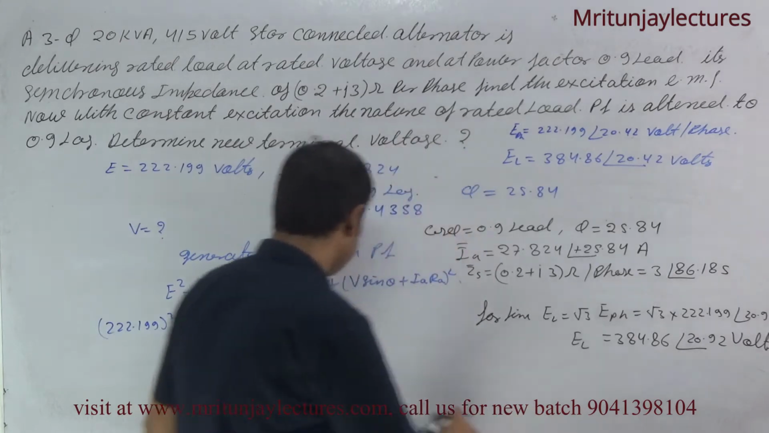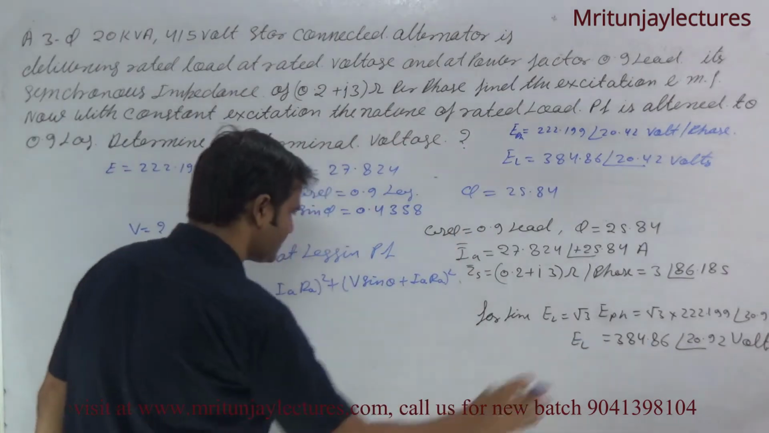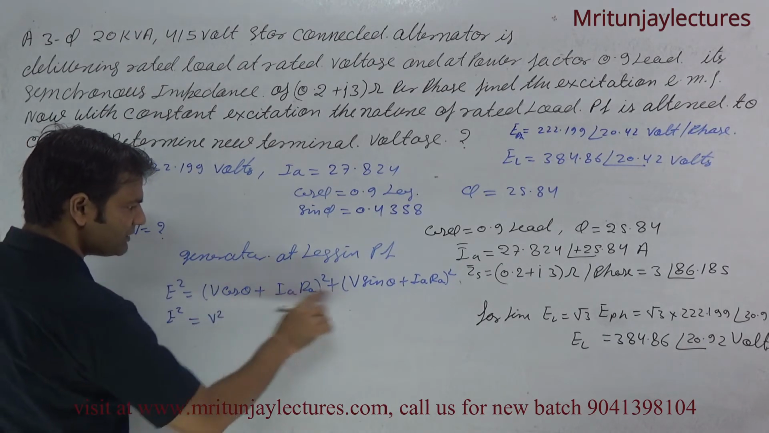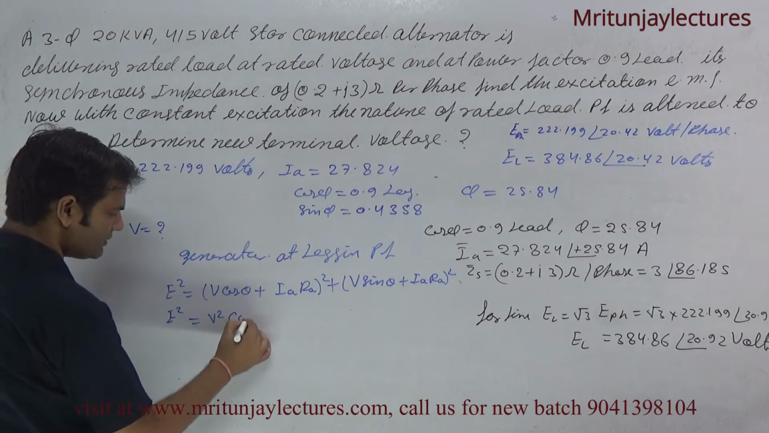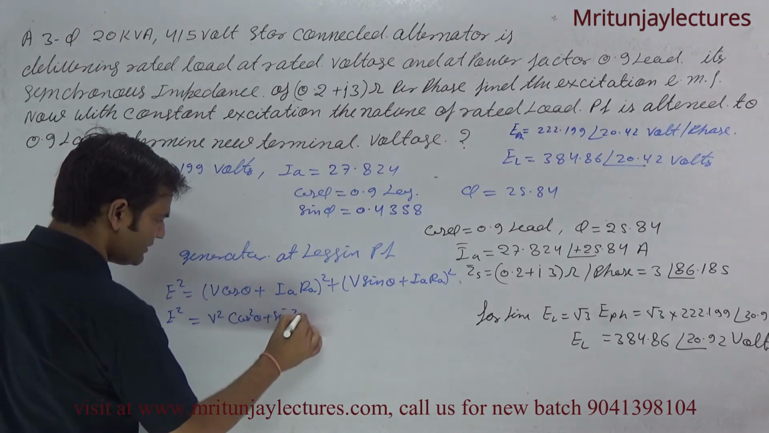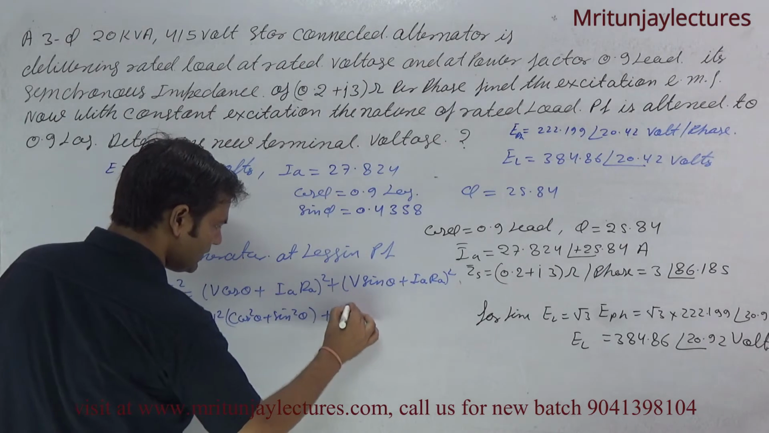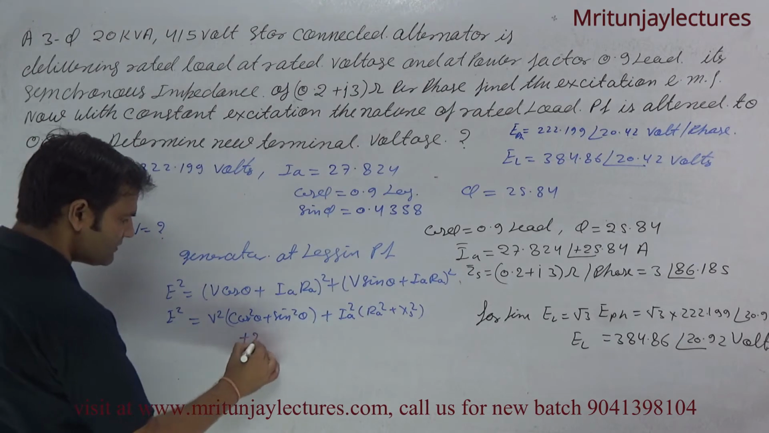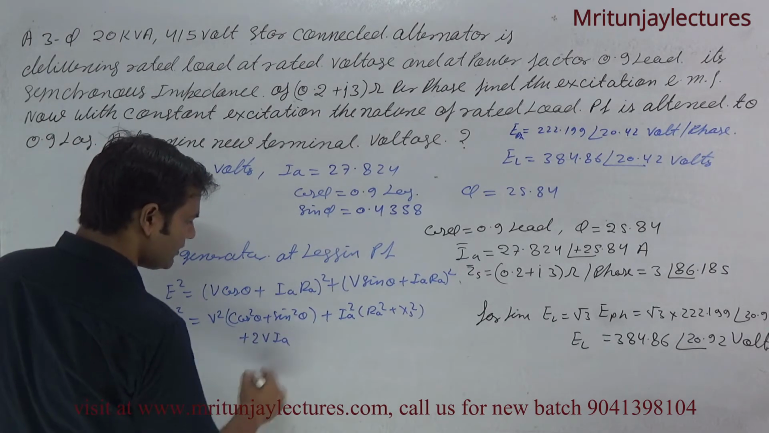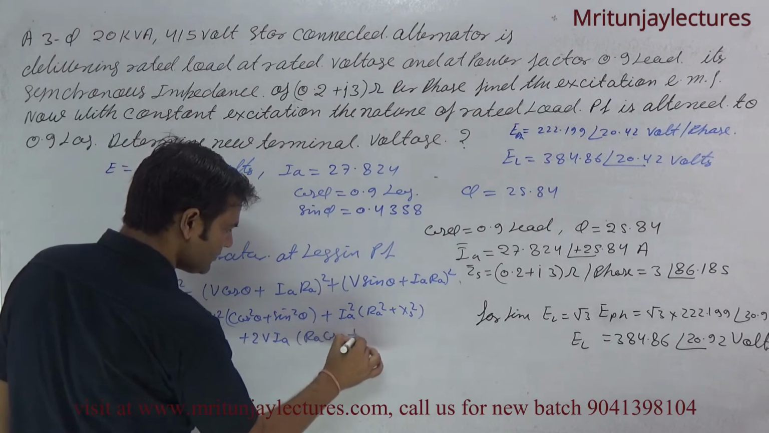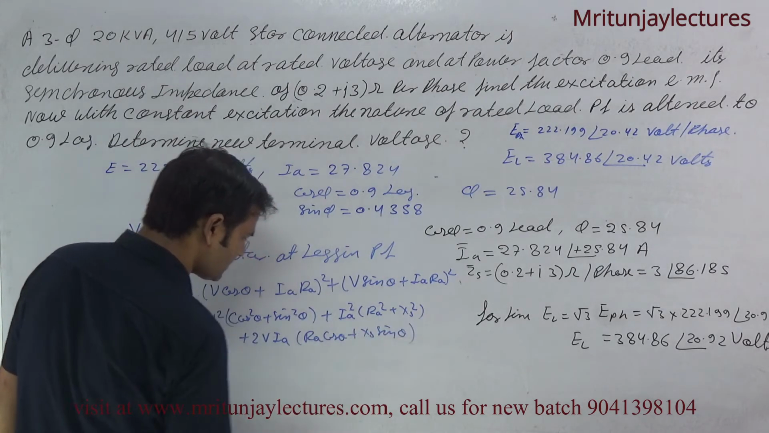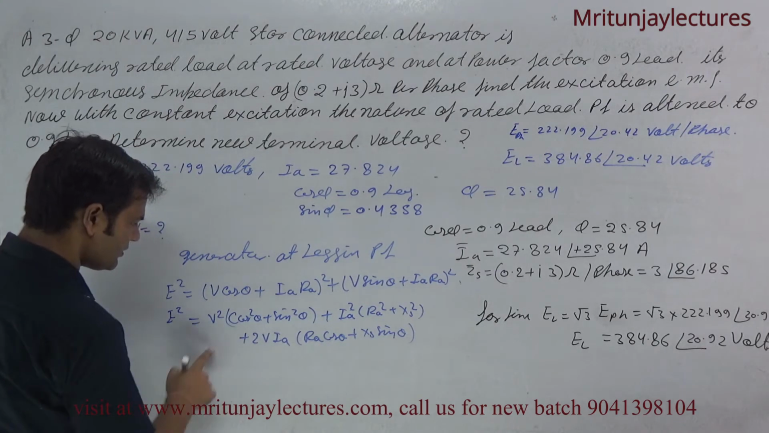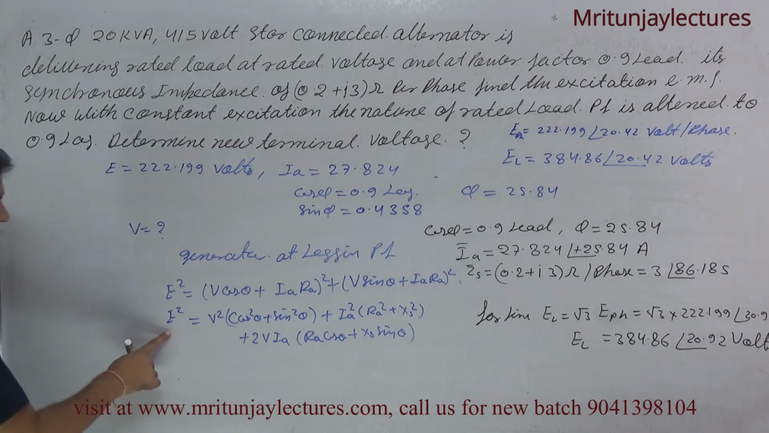Or you can say, first of all, in terms of V, it is written as V square cos square theta plus sin square theta, plus Ia Ra, plus 2 times V into Ia into Ra (cos theta plus sin theta). Now our motto is to determine V.